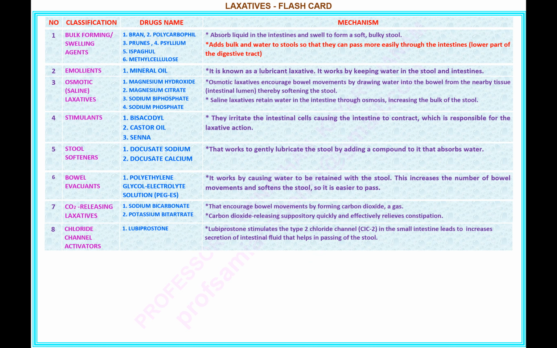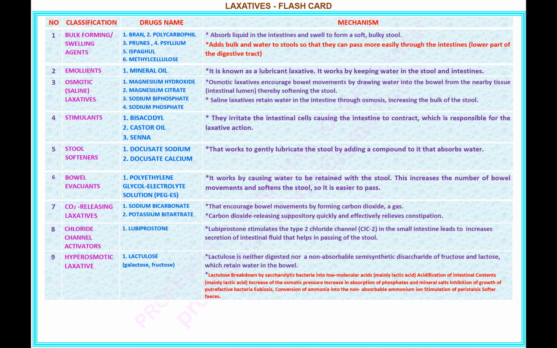Number 8. Name of the classification: chloride channel activators. Drug's name under this classification: 1. Lubiprostone. Mechanism of chloride channel activators: lubiprostone stimulates the type 2 chloride channel in the small intestine, leading to increased secretion of intestinal fluid that helps in the passing of the stool.